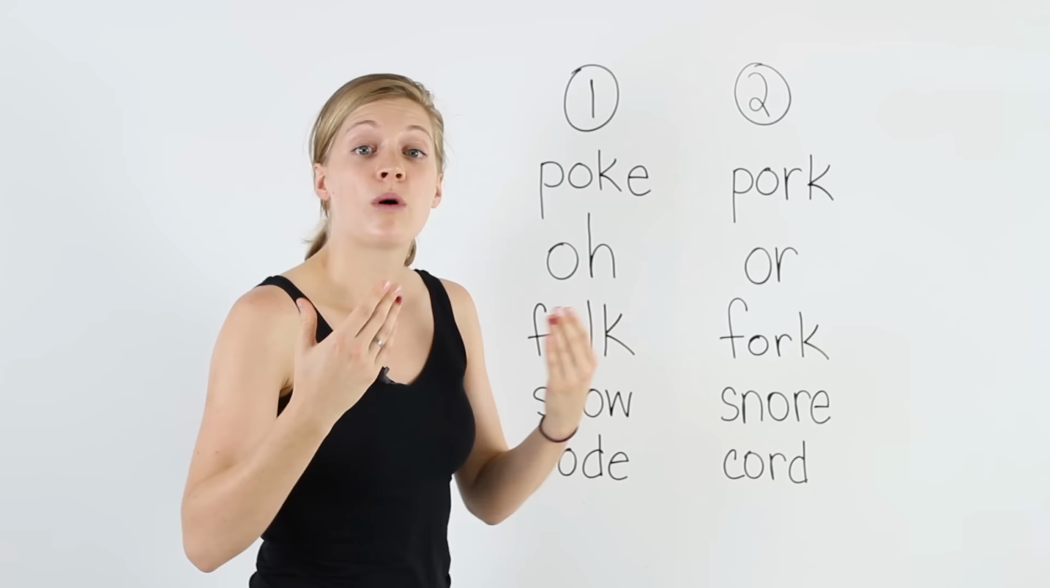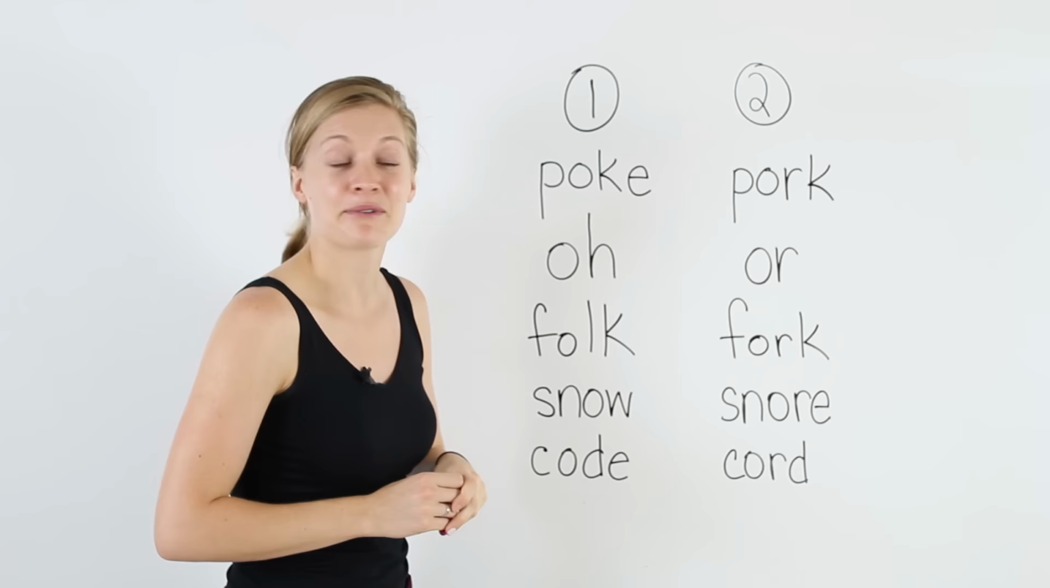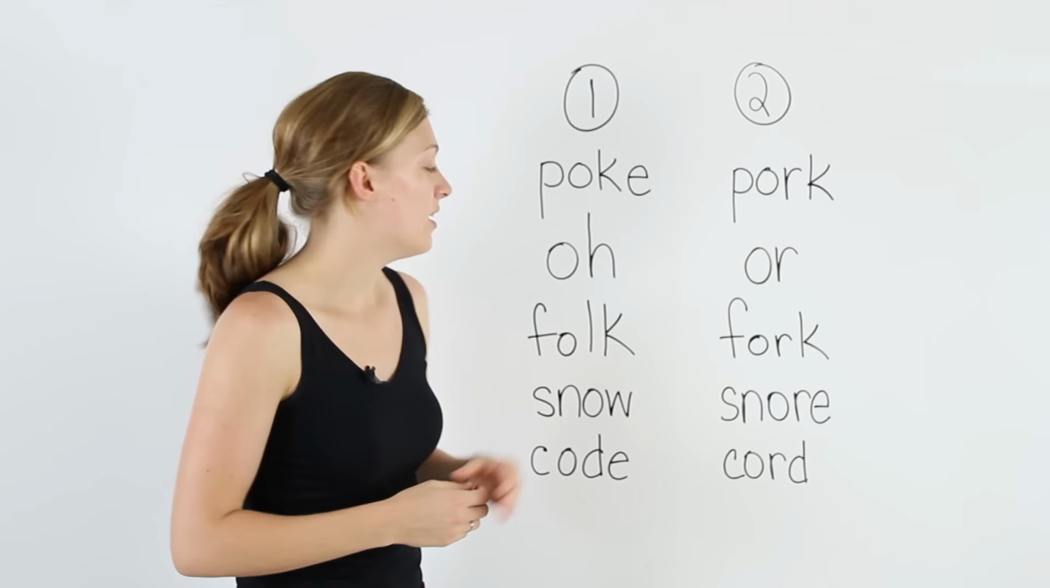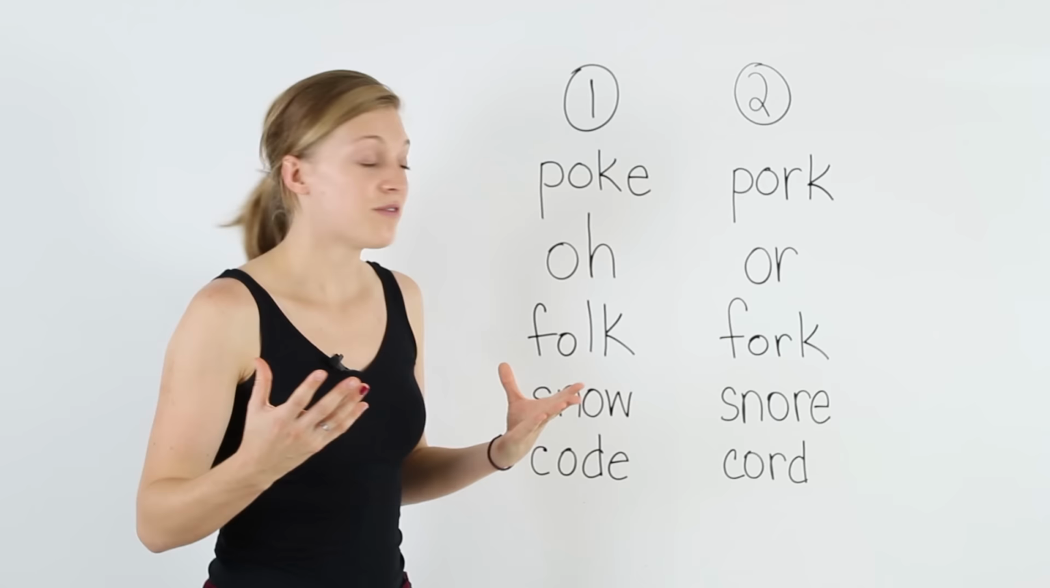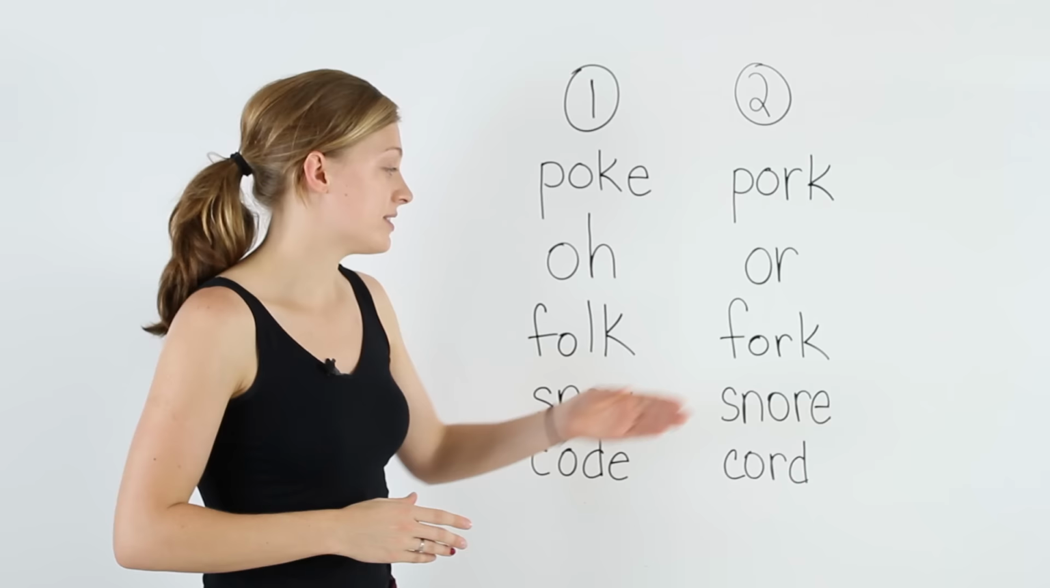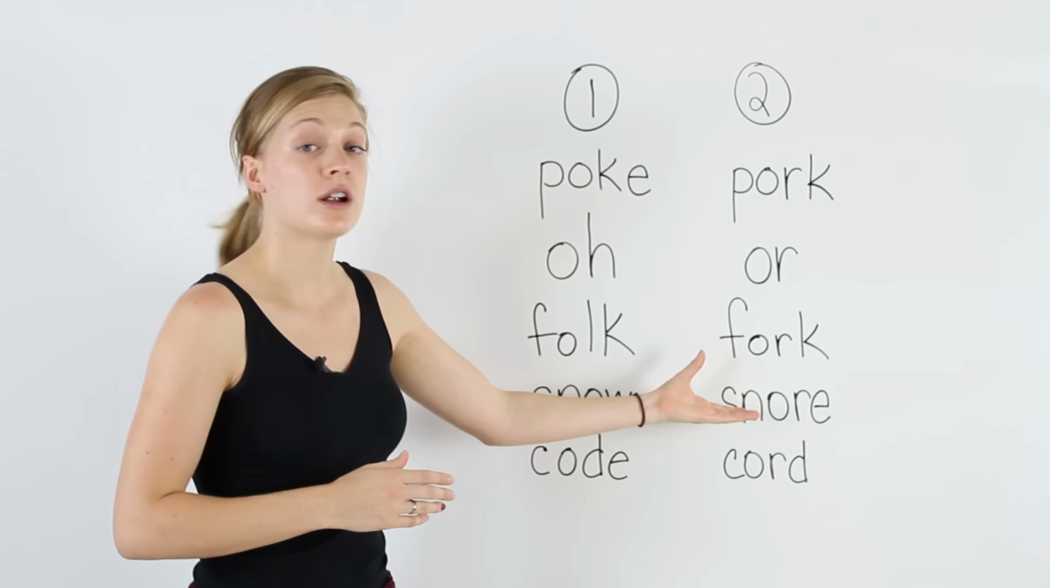Let's look at the second example. Oh or or. I'm going to choose the word oh. Oh was the correct answer. Now, for the third example, folk or fork. I'm going to say the word fork. Fork. The correct answer was fork. Now we have snow or snore. I'm going to say the word snow.